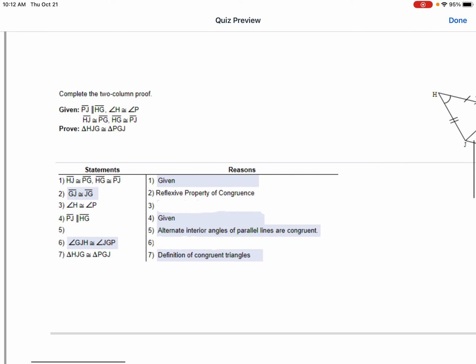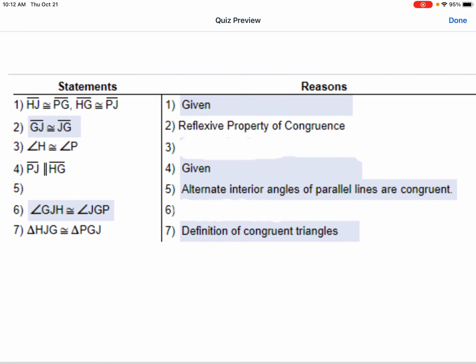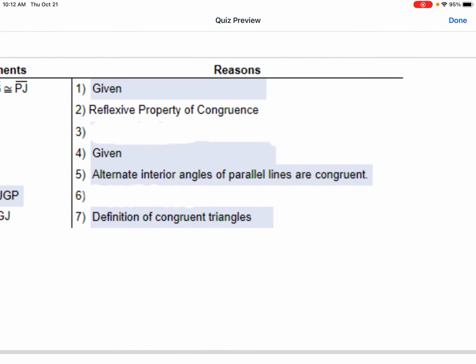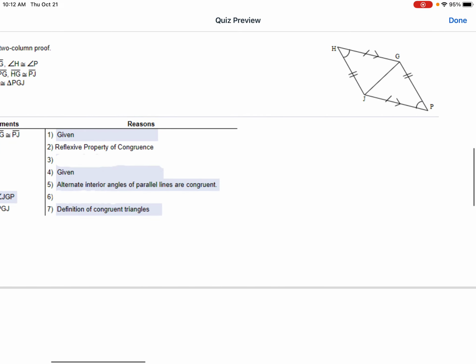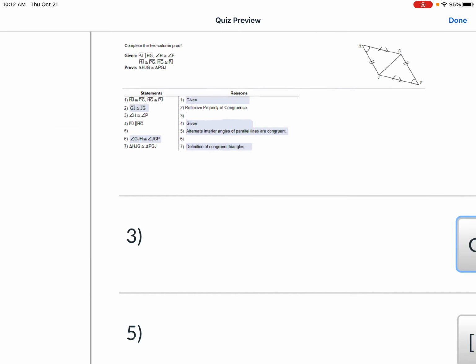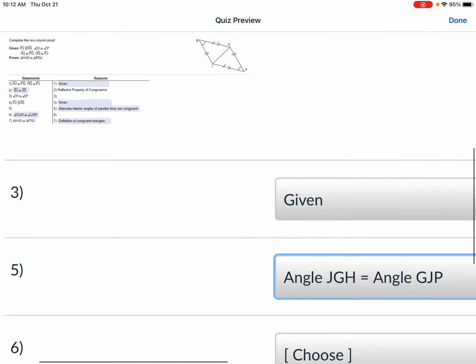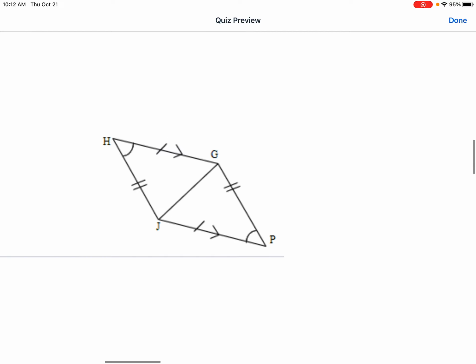Okay? That's actually exactly what's going on right here, because it tells us in the reasoning for number 5 that the reason we're assuming is that alternate interior angles of parallel lines are congruent. So when we look at this picture, we need to figure out for number 5 what alternate interior angles it is talking about. When we look at our answer choices, there's really only one pair of angles it could be talking about, and it's this one right here. Angle JGH and angle GJP. JGH is the one on the top left, right up there.